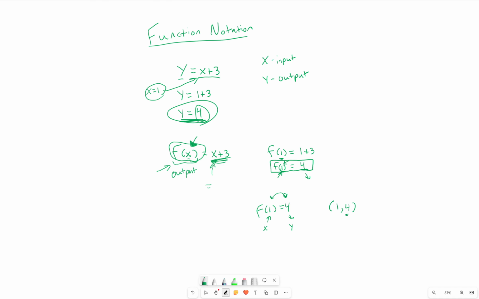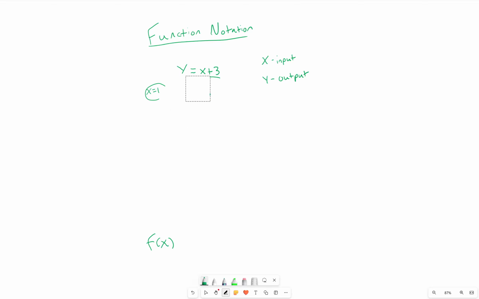Okay, so that's kind of a lot of information, but that's the basic overview for function notation. The function notation is when you have the f of x. You don't even have to worry about all this other stuff right now. Just know that function notation is f of x.